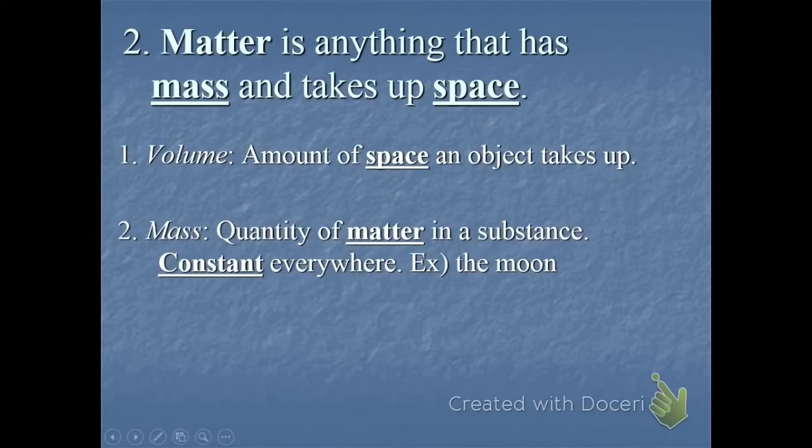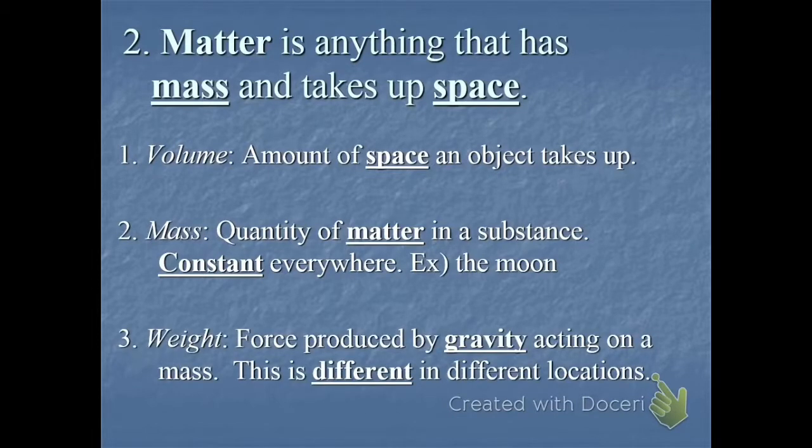Mass is how much matter it has, and this is something that is constant everywhere for a particular object. For example, if you take it to the moon, it still is made of the same amount of matter. However, its weight will change because weight depends on gravity. So the weight of an object will change in different locations.